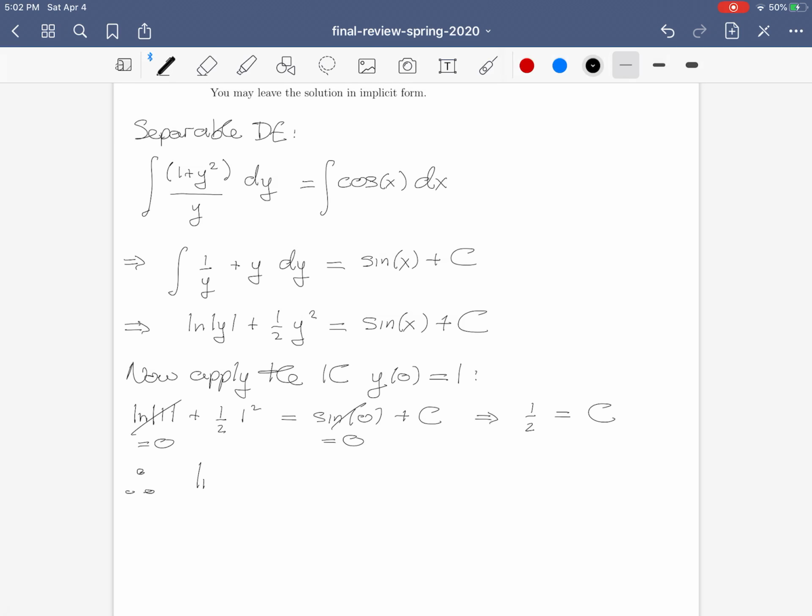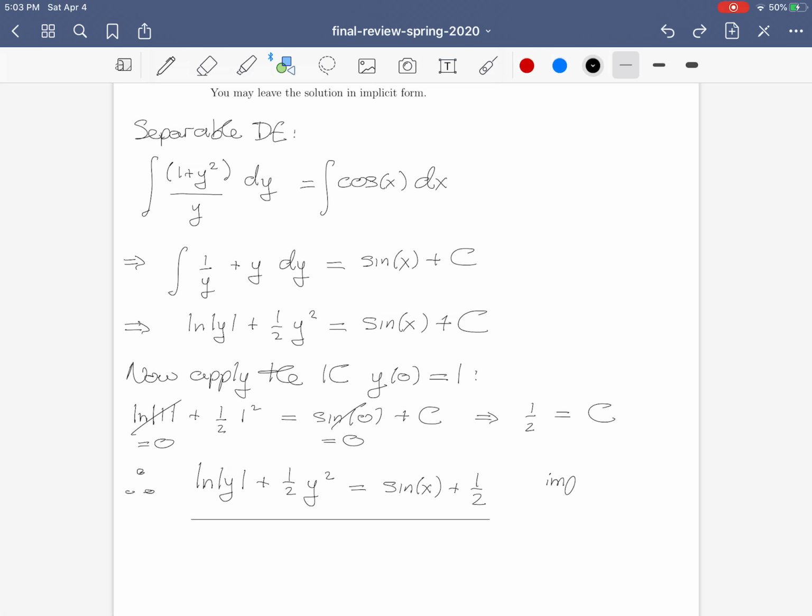So therefore, the solution of the initial value problem is ln absolute value of y plus 1/2 y squared is equal to sine x plus 1/2. And that's the form that we leave this in. This is what we call the implicit form.